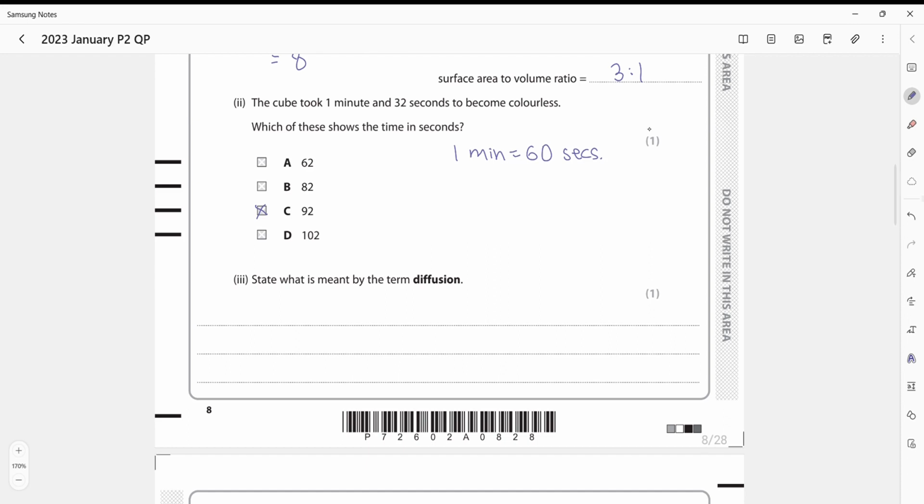That is when substances move from high concentration to low concentration. So for example, if I were to spray perfume in the air, the perfume would diffuse throughout the room. It won't just stay in one spot of the room. That would be a little funny.